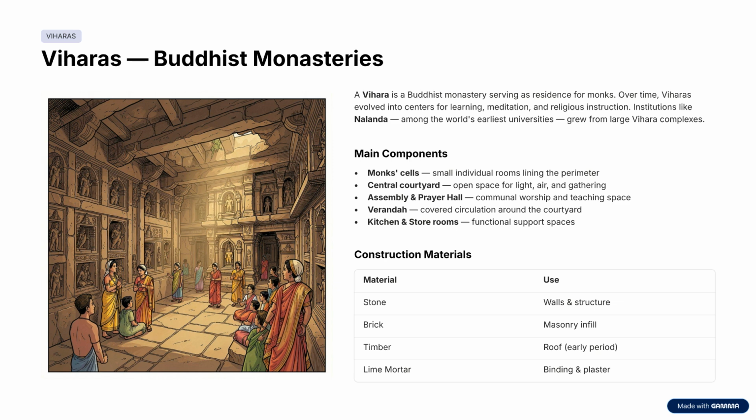A vihara is a Buddhist monastery where monks lived, studied, and practiced meditation. Over time, viharas developed into important educational institutions, with Nalanda University being the most famous example. The layout typically includes monks' cells arranged around a central courtyard, along with prayer halls, verandas, kitchens, and storage rooms. Stone and brick were the primary construction materials, while timber was used in earlier roofs. The organized arrangement of spaces supported learning, community living, and religious activities, making viharas early examples of well-planned institutional architecture.